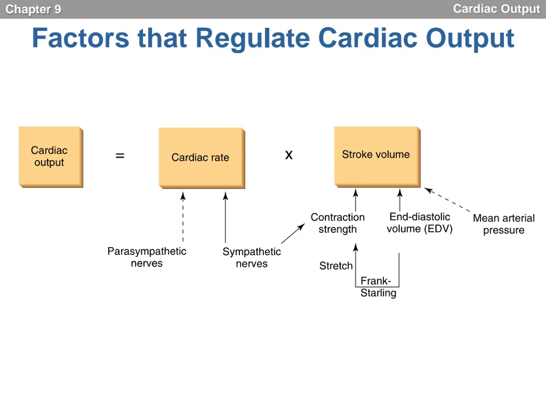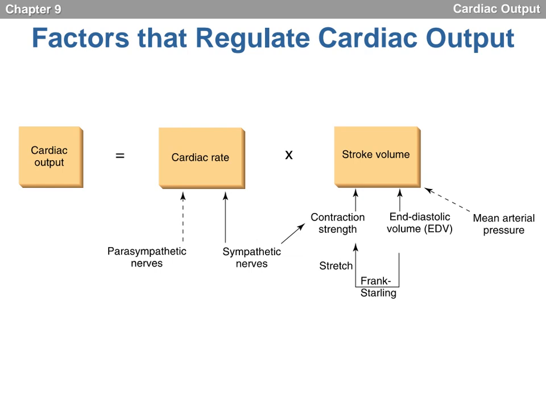Sympathetic nerves, which originate from spinal motor nerves at the level of the spinal cord, will release norepinephrine at the SA node and the AV node and have an excitatory effect and increase cardiac rate. If we look at stroke volume, well, sympathetic nerves also affect that. They make direct synaptic connections with the cardiomyocytes in the ventricles, release norepinephrine, and increase contractility. Another thing that affects stroke volume is the end diastolic volume. So the larger the end diastolic volume, the greater the stroke volume.